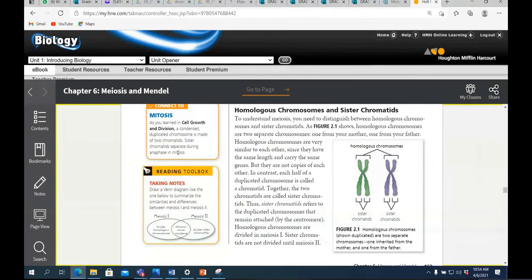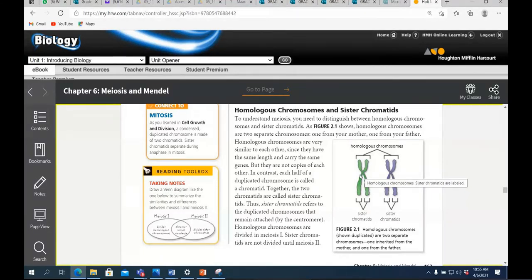Sister chromatids separate during anaphase in mitosis. These 2 sister chromatids, which are overlapping at this point over here, divide further in one of the phases of meiosis. The same also happens in the phases of mitosis.